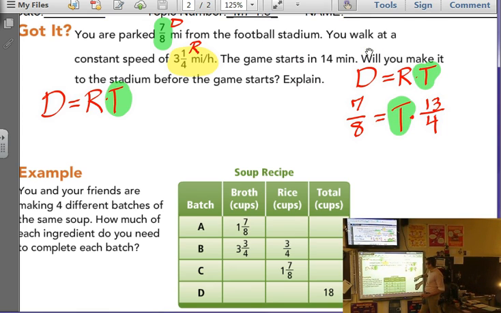Can I change the order of multiplication? I think so. What property allows me to do that? Commutative. To commute means to move. Commutative property.